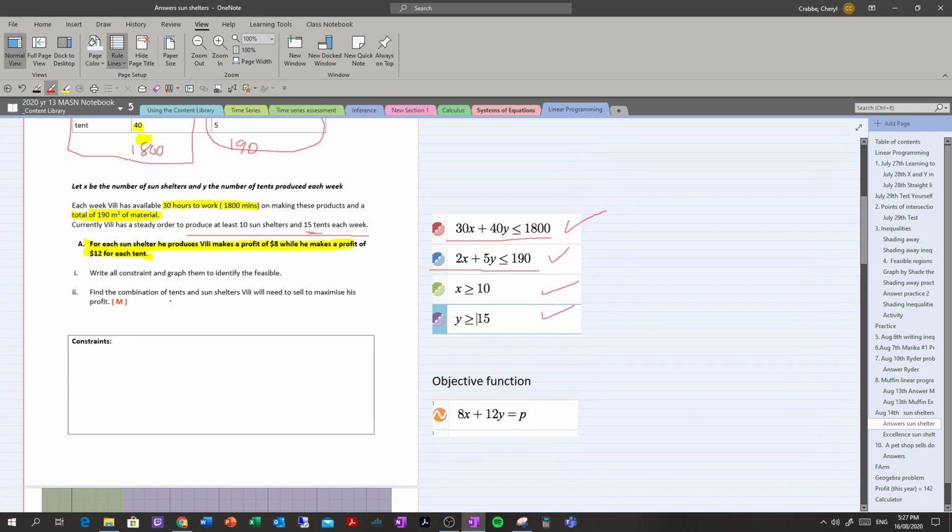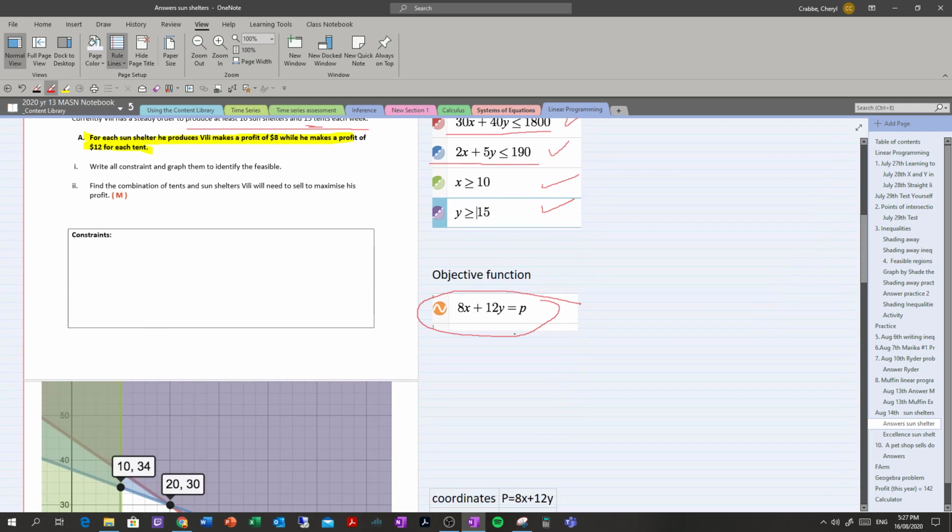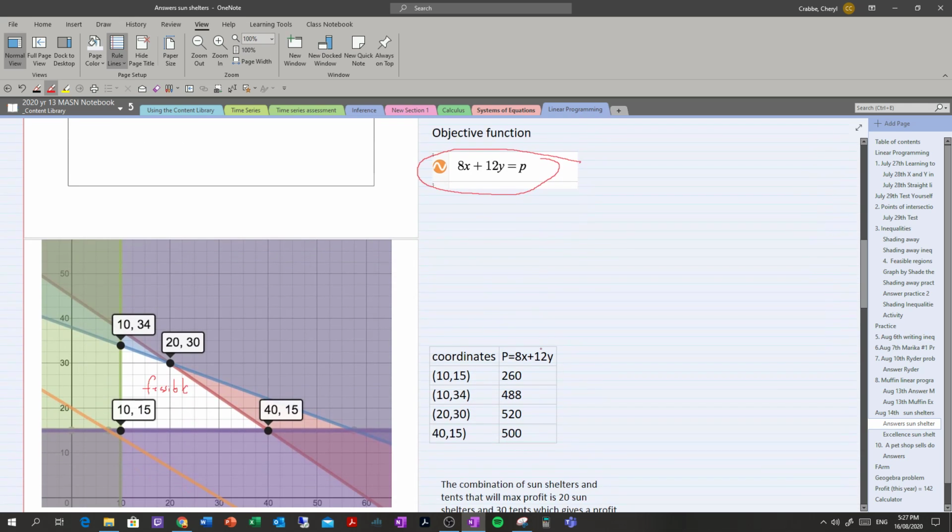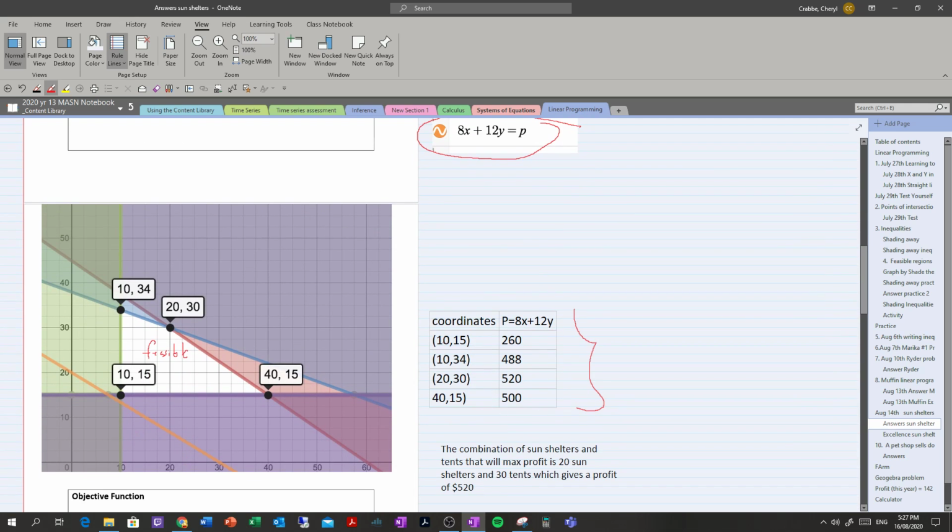And now I know that my objective function is right here. It makes a profit of $8 for his sun shelters and $12 for the tents. So my objective function is 8x plus 12y equals p, right? So I'm going to physically take each one of these vertices, these points of intersection, and plug them into my formula. I'm going to go 8 times 10 plus 12 times 15, and I'm going to get $260. I'm going to do 10 and 34, I'm going to do 20 and 30, and so on. I max out here. That's my maximum profit.